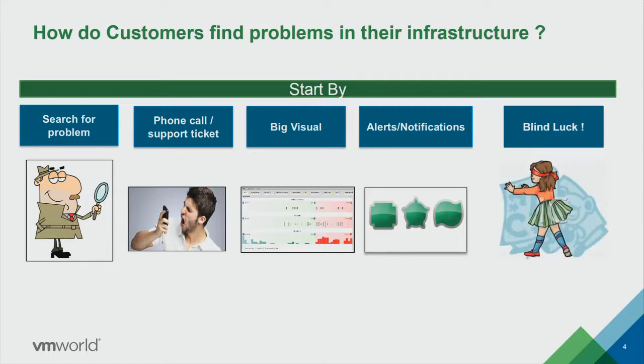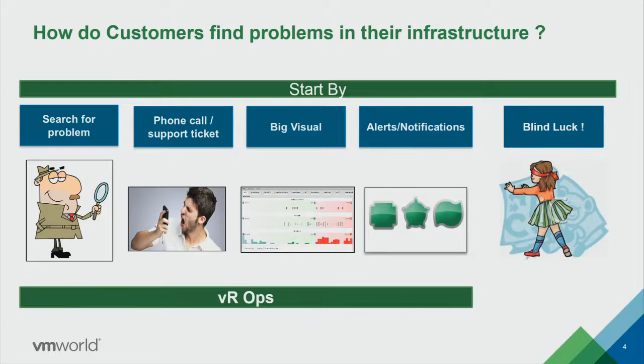So with vRops, what we're trying to do, oh, I forgot. The last one is blind luck. So I wasn't really looking for a problem, the problem found me, right? This happens a lot. I'm sitting there just looking at the tool, exploring around, and by blind luck, I find a problem and I actually am a hero for that 5 minutes. It can happen.